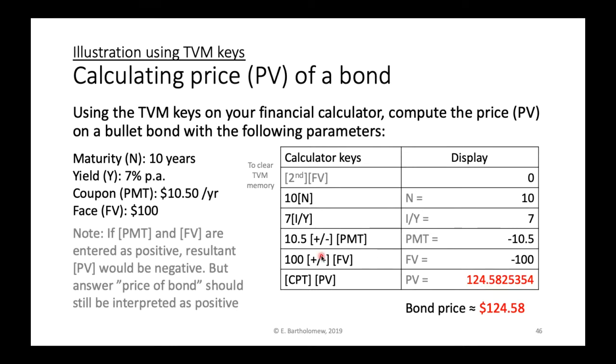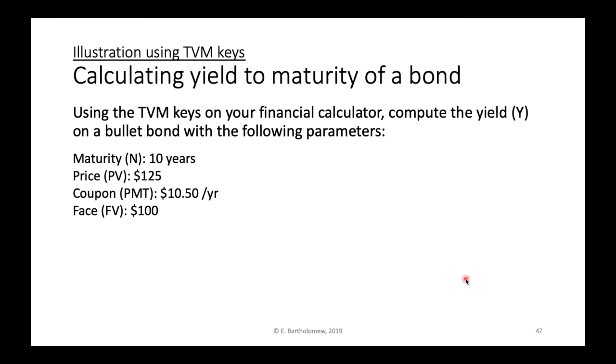And then finally, to note again, as we said, that this has to be negative, that will give you a result as positive. If you were to put these in as positive, the result would come out negative. So that could be fine. You would just interpret it appropriately as the price, as a positive price. Okay, so let's look at doing a problem where we're solving for yield to maturity.